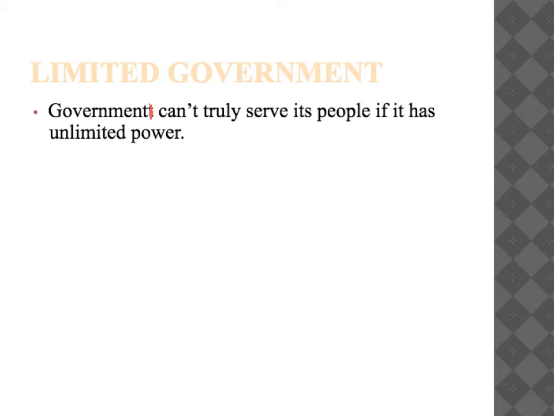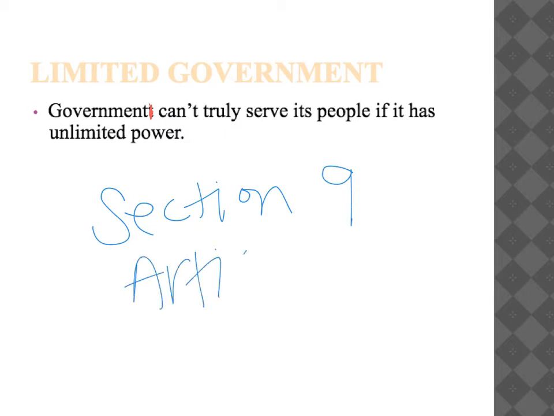Okay, so the government can't truly serve its people if it has unlimited power. An example of limited power in the Constitution can be found in Section 9, Article 1, which states the powers that the federal government does not have, meaning the central national government does not have a certain amount of powers, and all of those powers are listed right here in Section 9, Article 1.